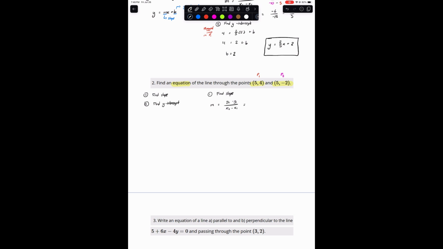And this is all equal to, again, negative 2 minus 4 on top. And the bottom, we have 5 minus 5. This gives us negative 6 over 0. Now, the denominator is 0, so this is undefined.